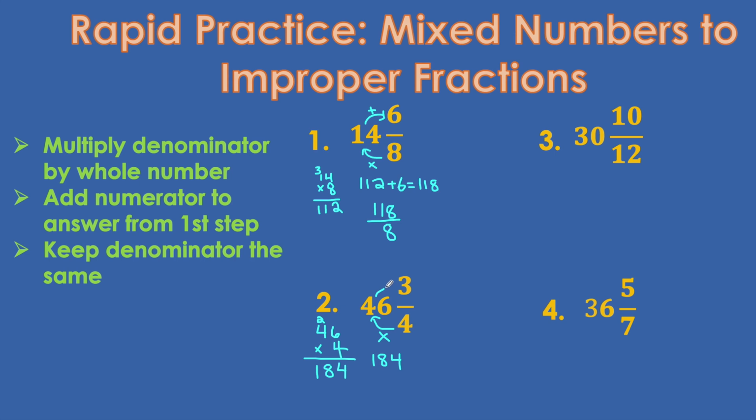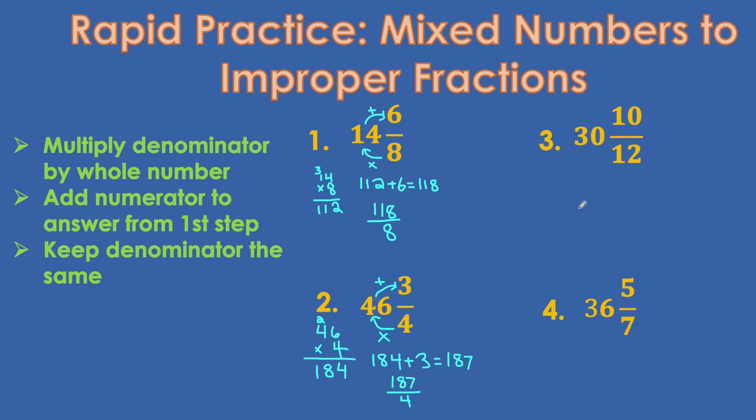Then we're going to take that answer and you're going to add 3 to it. So 184 plus 3 equals 187. 187 is our numerator. Our denominator is going to be the bottom number there, which is 4. So our final answer is 187 over 4.